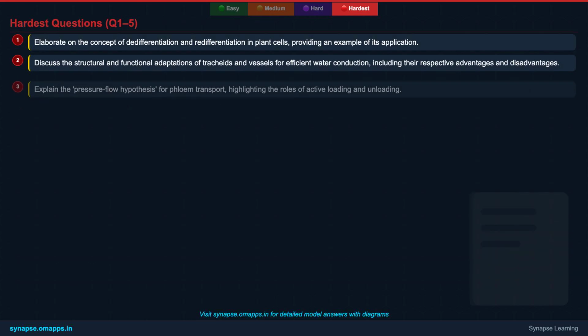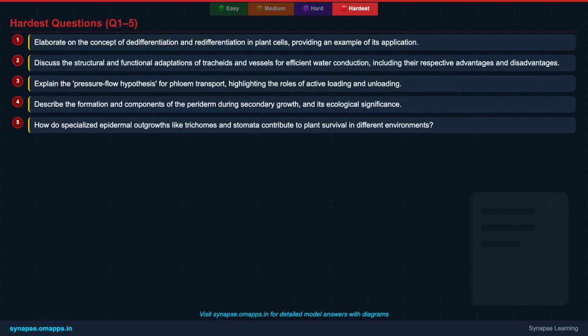Let's challenge your advanced understanding with these first 5 questions. First, elaborate on the concept of dedifferentiation and redifferentiation in plant cells, providing an example of its application. Second, discuss the structural and functional adaptations of tracheids and vessels for efficient water conduction, including their respective advantages and disadvantages. Third, explain the pressure flow hypothesis for phloem transport, highlighting the roles of active loading and unloading.